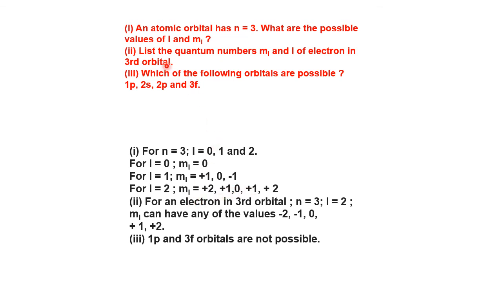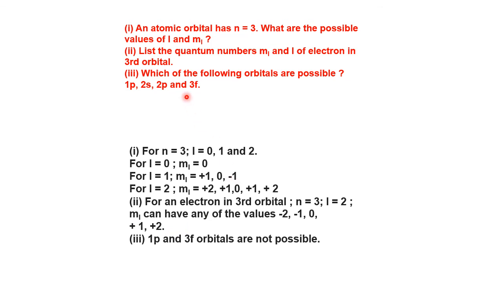List the quantum numbers ml of an electron in the 3d orbital. When we know the orbital is 3d, n is 3. For 0 it is s, for 1 it is p, for d it is 2. Therefore, for an electron in the 3d orbital, n equal to 3 and l equal to 2. For l equal to 2, the m value can take minus 2 to plus 2: minus 2, minus 1, 0, plus 1, plus 2.